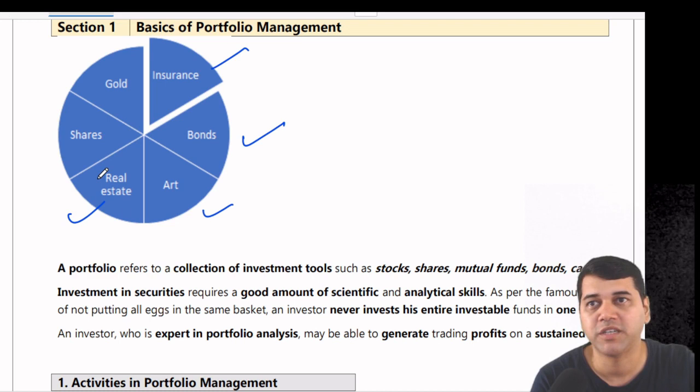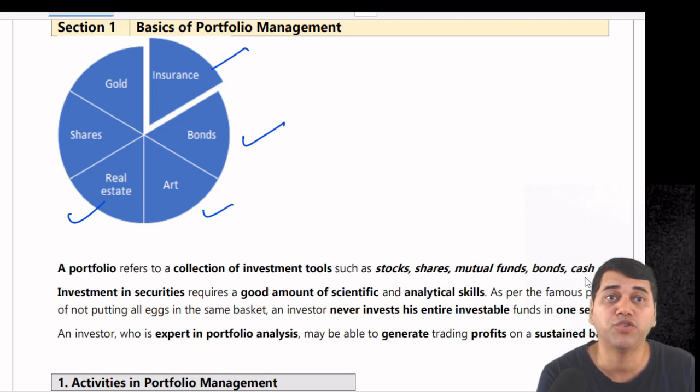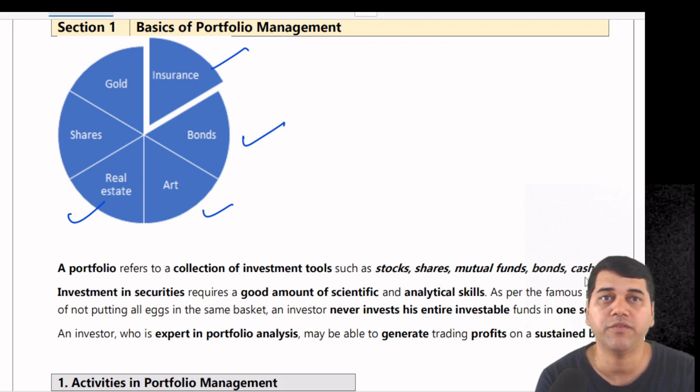Stocks, mutual funds, bonds: when I'm talking about security, it will be further divided into stocks, bonds, mutual funds, all those things. Somebody will keep certain cash with them. So like this, a person does a group of investments.